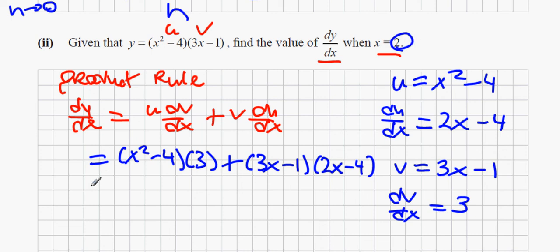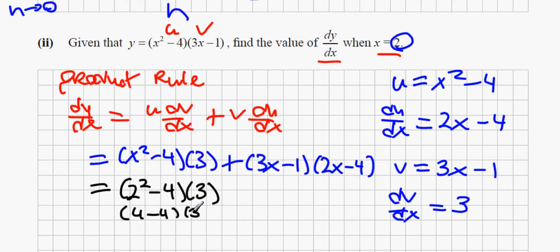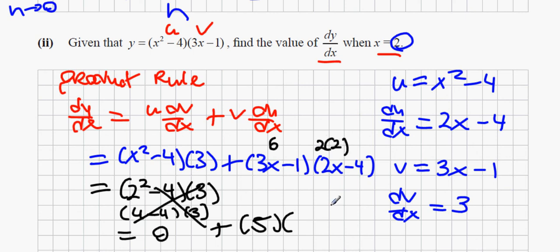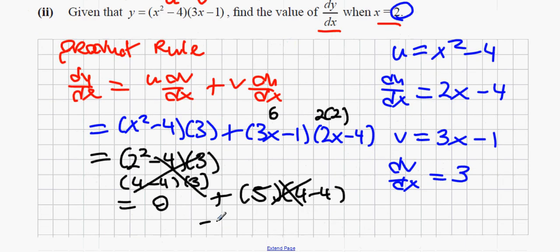So we're going to get 2 squared minus 4 times 3. We know that that's 4 minus 4 times 3. 0 times 3 is 0. No bother there. Next one, 3 times 2, 6. 6 minus 1 is 5. And then the last one, 2 times 2 again is 4. 4 minus 4 is also 0. So the full thing, the answer is 0.